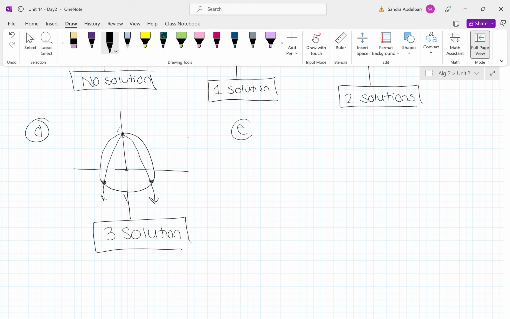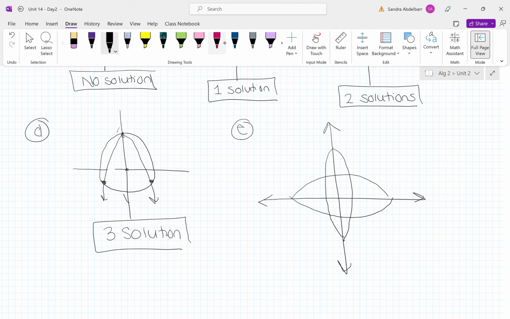All right, so this is an example of a 3 solution system. And the very last one would be 4 solutions. It could look something like this. 1, 2, 3, 4.